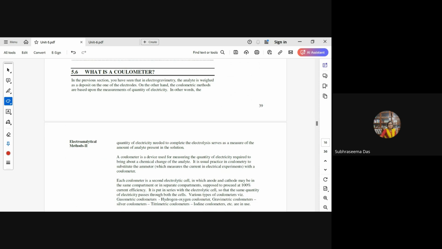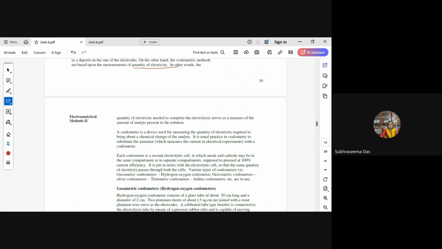So next, coming to the use of a coulometer. The coulometric methods are based on the measurement of the quantity of electricity, that is Q. In other words, the quantity of electricity needed to complete the electrolysis is a measurement of the amount of analyte present in the solution. A coulometer is a device used for measuring the quantity of electricity required to bring a chemical change in the analyte.